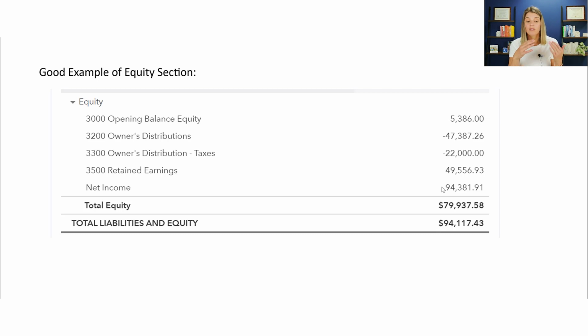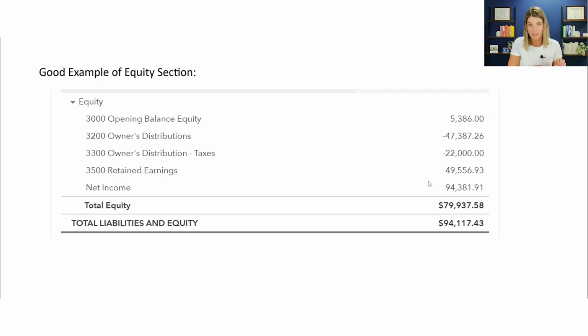And so let's go down to owner's distribution taxes. This is what I would say is best practice for small businesses because, like I was talking about, owners that have pass-through entities have to pay taxes on the earnings of the business, but they have to pay it from their personal account, because that income from the business is going to their personal taxes. It's their personal tax liability.